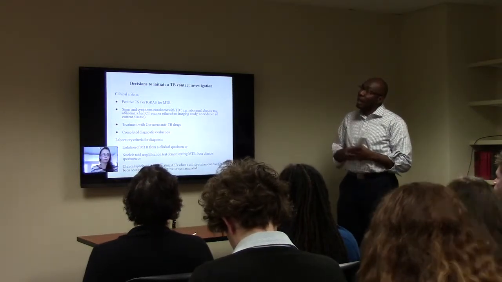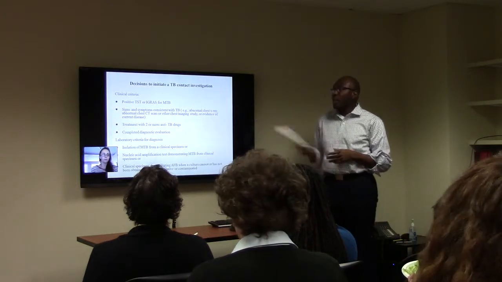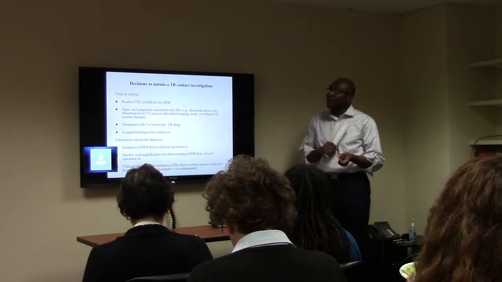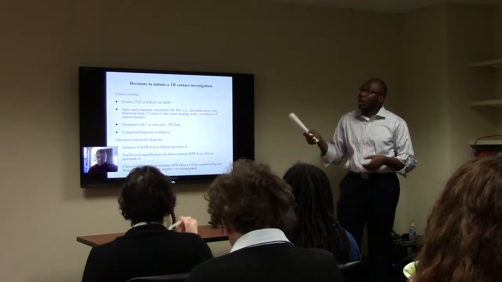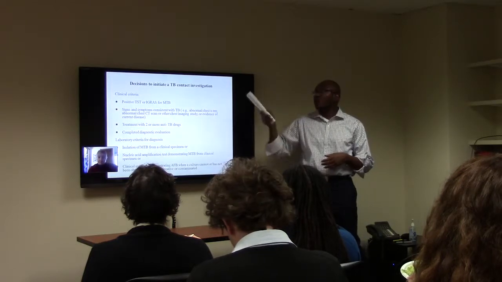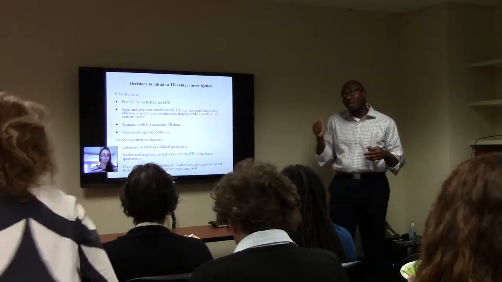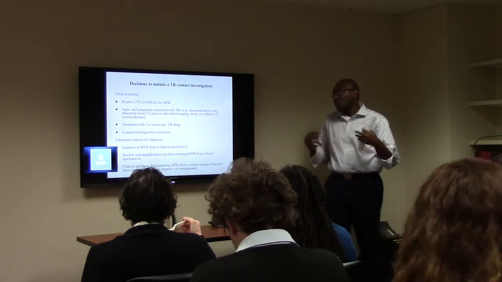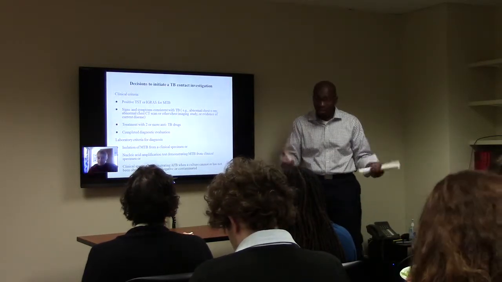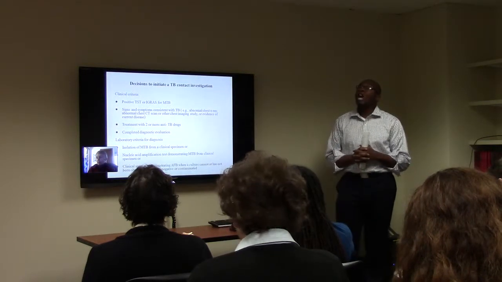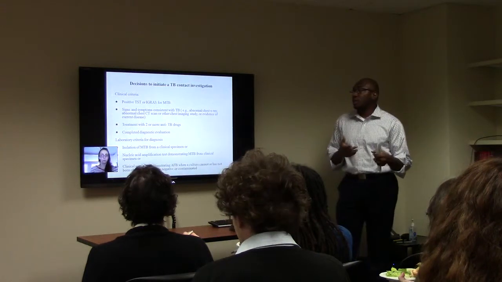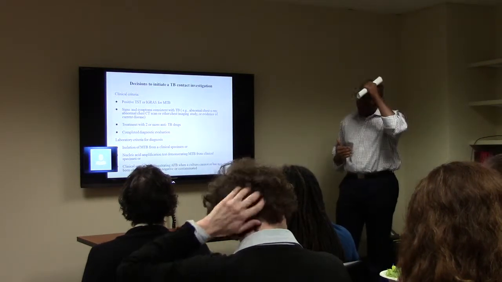And the criteria are divided into 2, the clinical criteria and the laboratory criteria. The clinical criteria, the first one is a positive TST, that's the skin test, or IGRA, that's interferon gamma release assay, for Mycobacterium tuberculosis. And signs and symptoms consistent with TB, such as abnormal chest X-ray and other chest imaging studies, and evidence of active TB disease in the individual. And treatment with 2 or more anti-TB drugs, and a completed diagnostic evaluation of that patient.